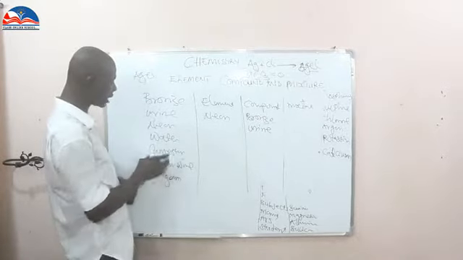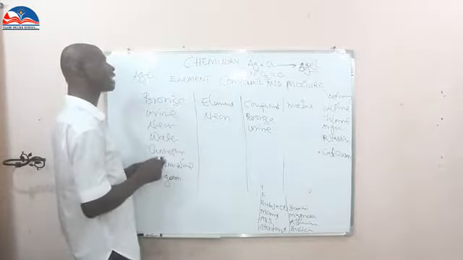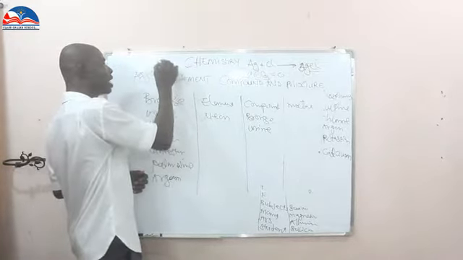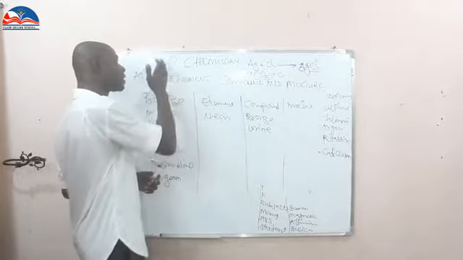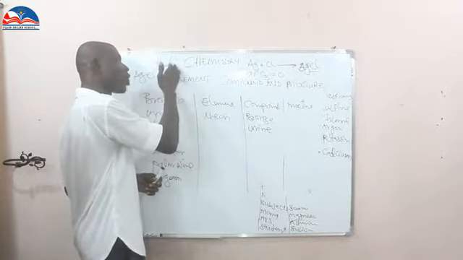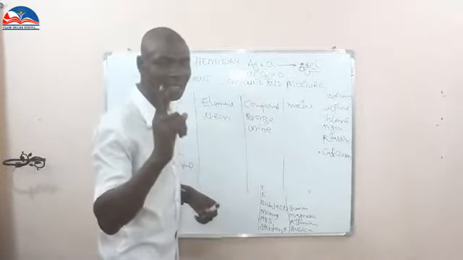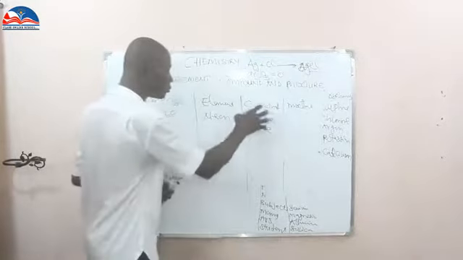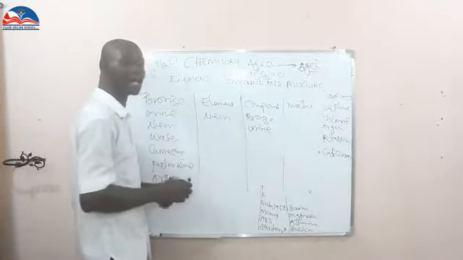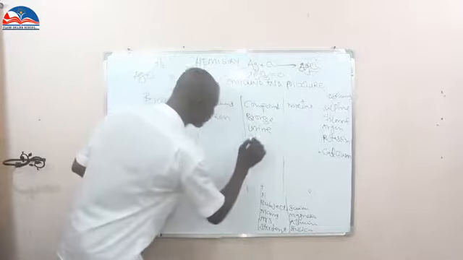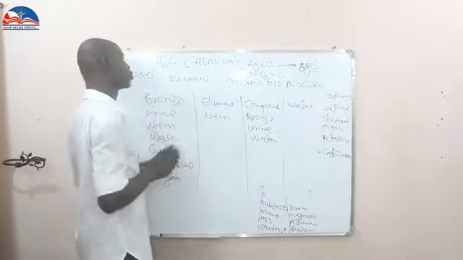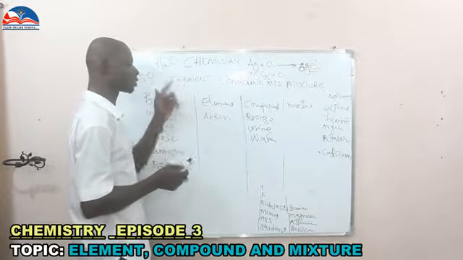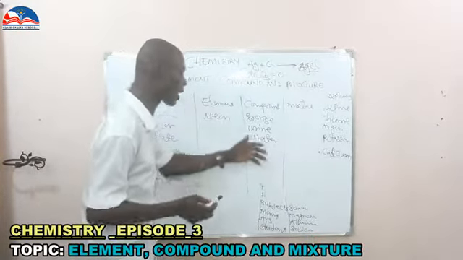Now we have another one again, water. Water is made up of hydrogen and oxygen. Now the question is, can you separate hydrogen from oxygen in water? The answer is yes. Because of that, you place it into a compound. So we have water in compound because it's made up of two or more elements, that is hydrogen and oxygen, which are chemically combined.